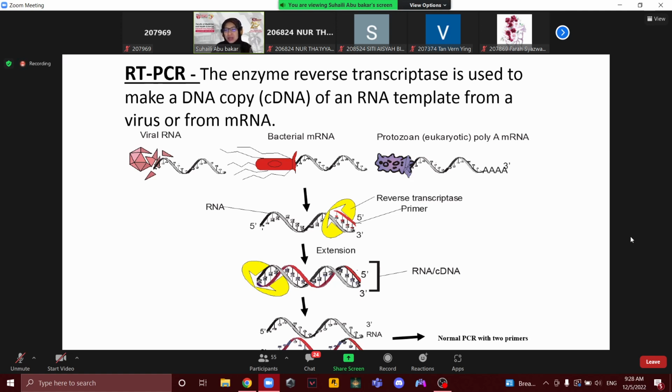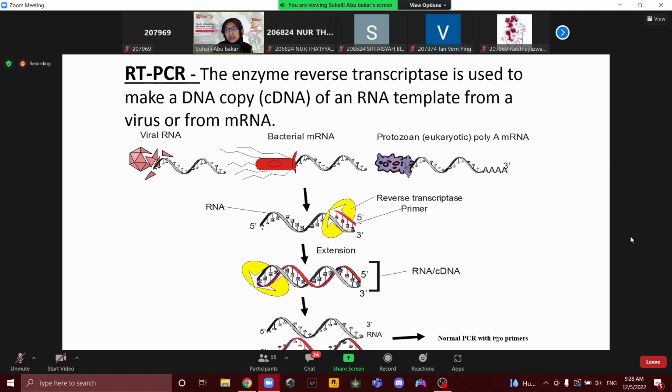And then the rest, the cycle is the same. It depends on the laboratory, on the COVID-19 laboratory. It's not similar to the human, no. So this is an example: you extract viral RNA, bacterial mRNA, protozoan poly A mRNA. We cannot do PCR from RNA sources. You have to reverse transcribe this RNA into cDNA. Then you can do the PCR.